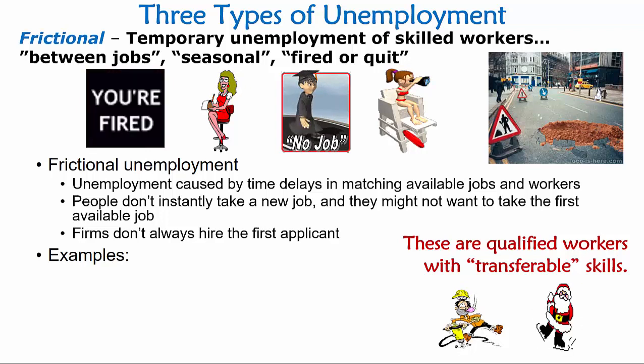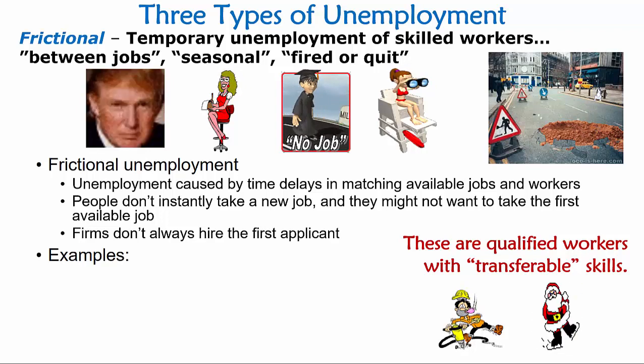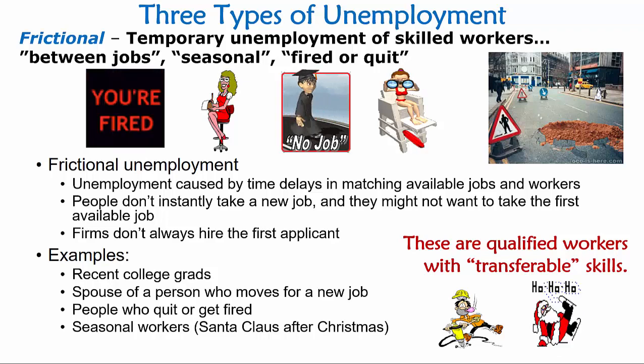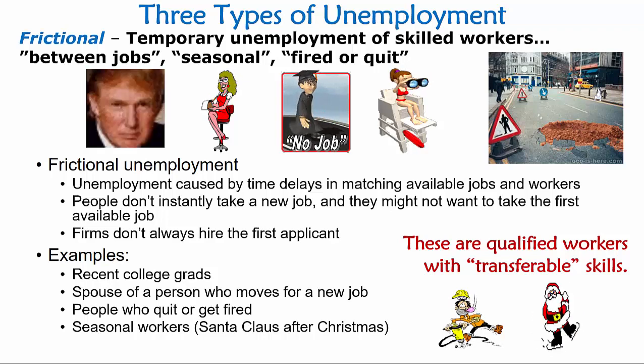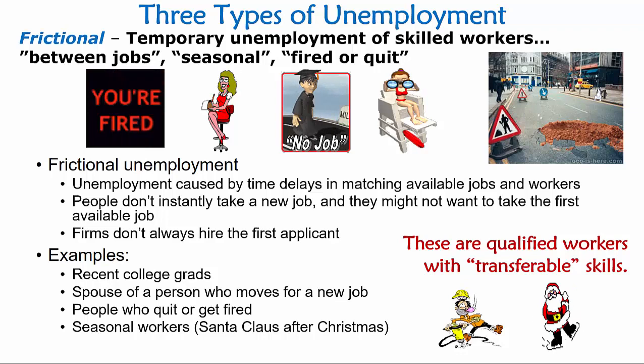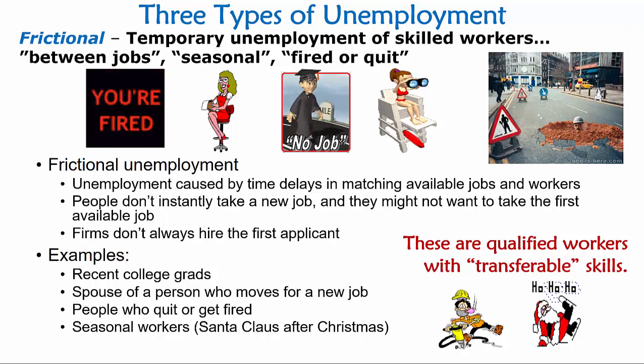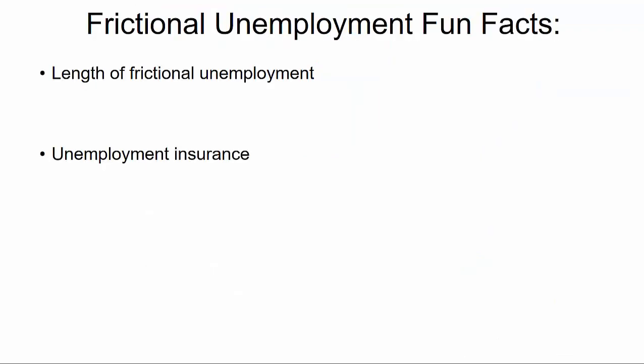And you can imagine this in practical terms. If you were a business owner, you're not going to hire the first applicant, and as a job seeker, you may not accept the first job that you find. And so that's what we mean by frictional unemployment. And here are those examples again. You have recent college grads or high school grads, the spouse of a person who might move to a new job, people who just quit or get fired, because that does happen. It's kind of like dating. You've got to find the right person, and you have to find the right job as well. All right, so that's frictional unemployment.